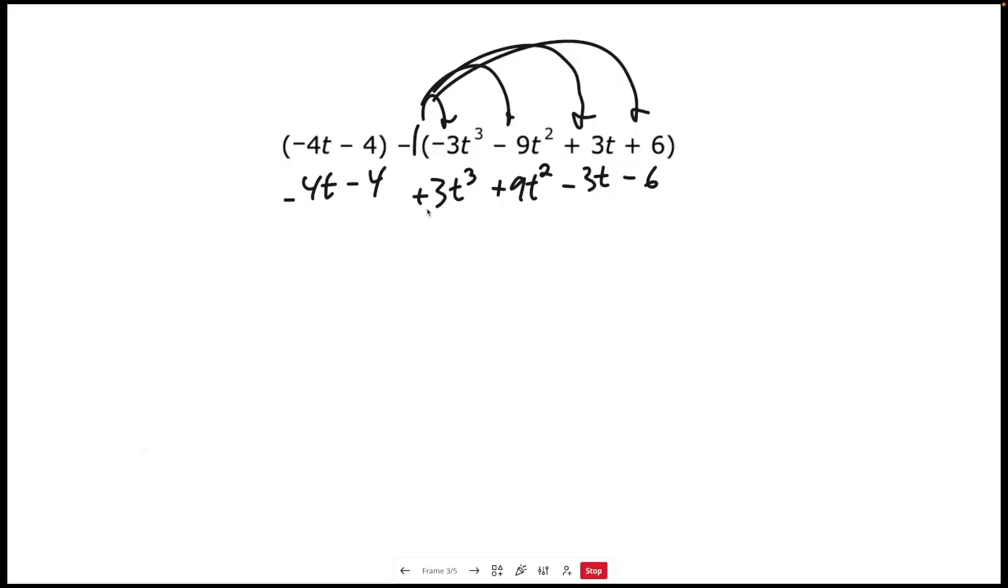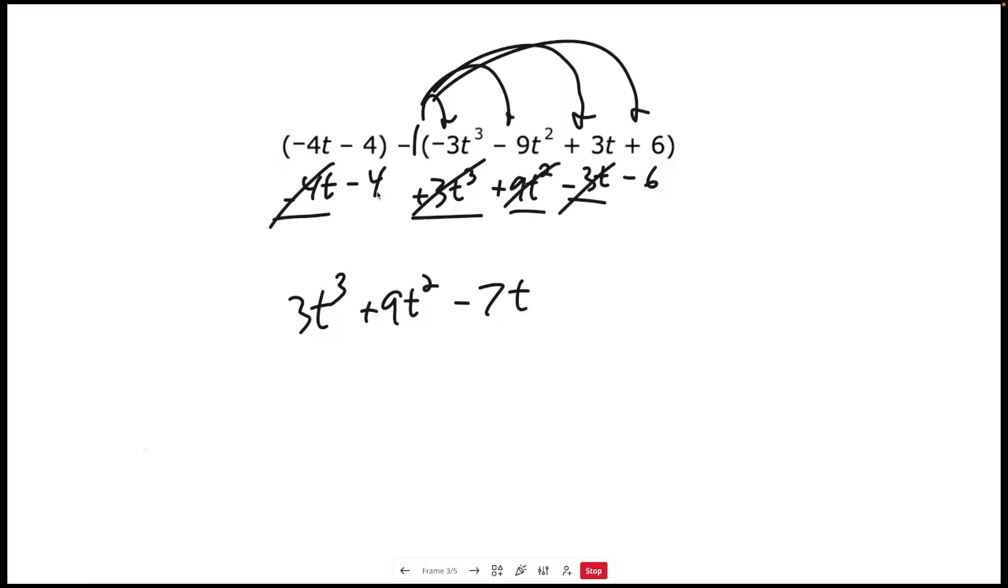Let's start with the highest exponent, so that's 3t to the third. Boom. Next one is 9t squared. Boom. -4t, -3t is -7t. -4, -6 is -10. This is our final answer.